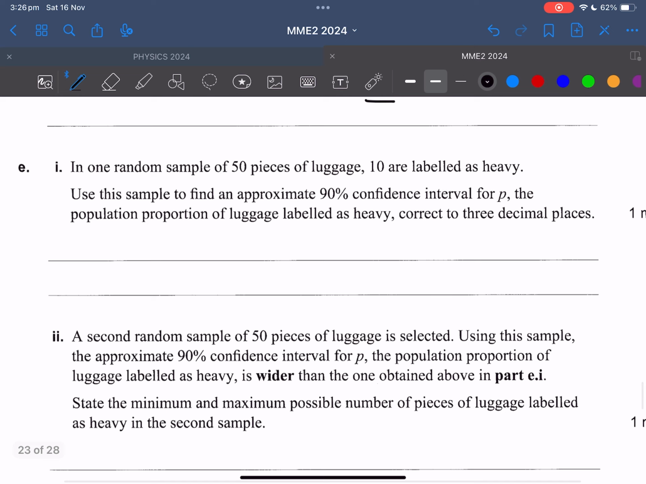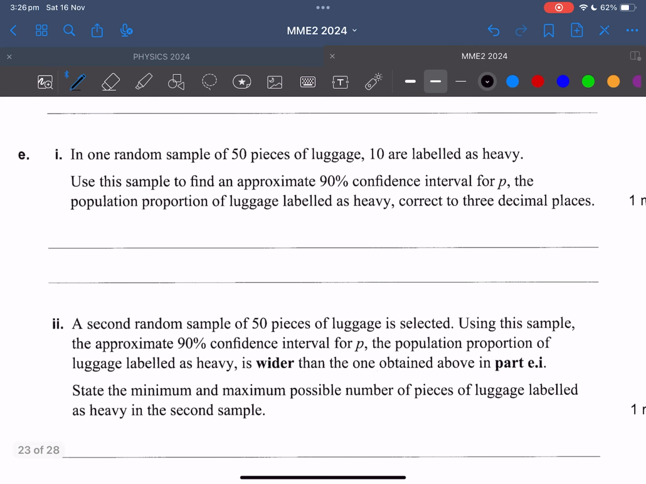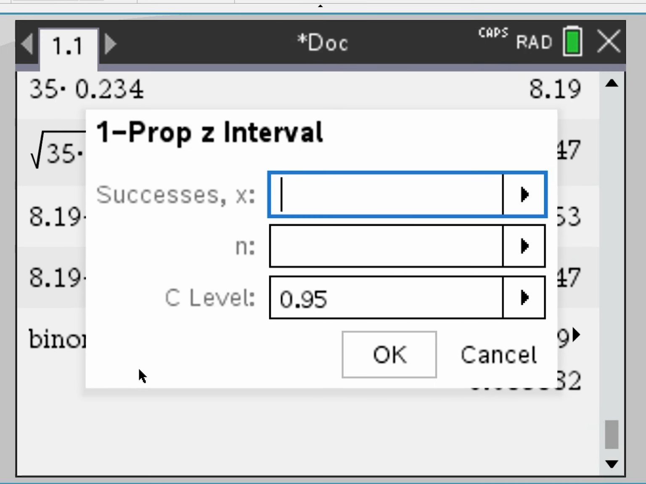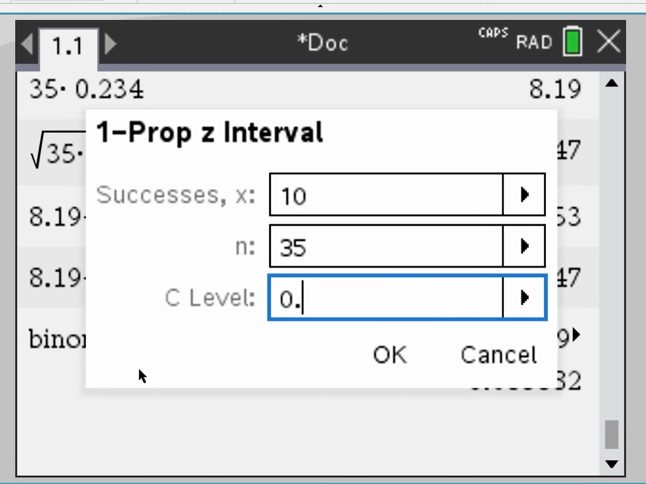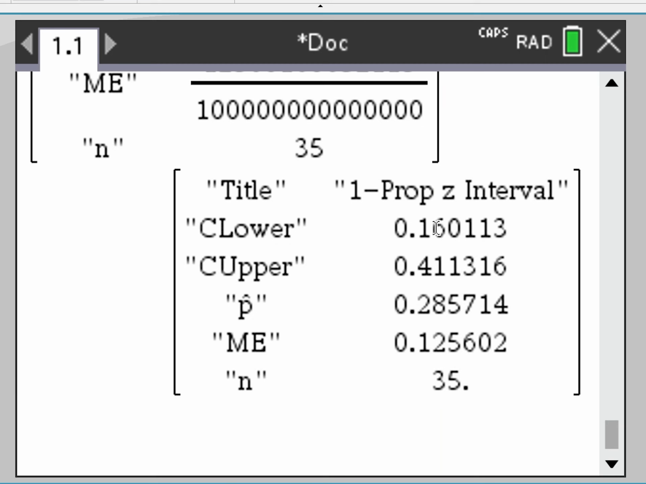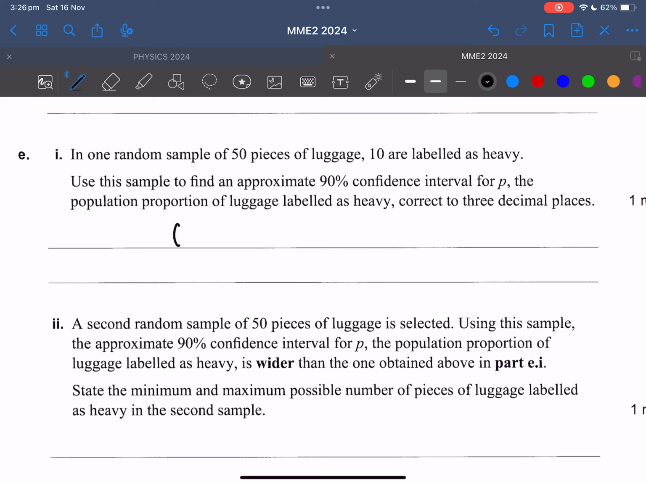Alright. In one random sample of 50 pieces of luggage, 10 are labeled as heavy. So we have to find the 90% confidence interval for P to 3 decimal places. Okay, using CAS again, so menu 665. So number of successes is 10, number of trials is 50, and the confidence level 0.90. Of course I get a bunch of fractions. There we go. So lower and upper. There you go. So just copy that down. So 0.160 and 0.411.